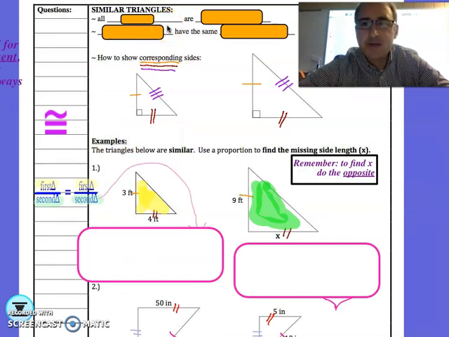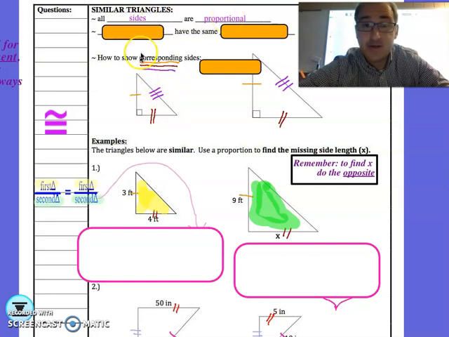We can also use it for similar triangles. So with triangles, you know triangles have 3 sides. All the sides on a triangle are proportional to each other.